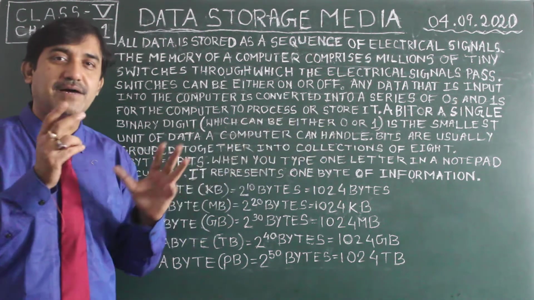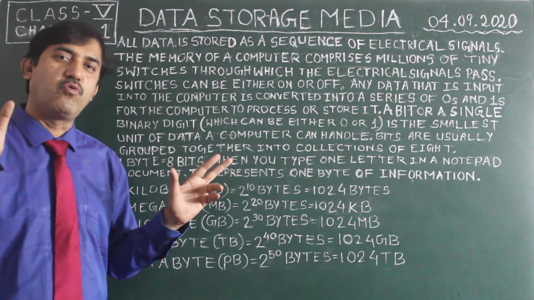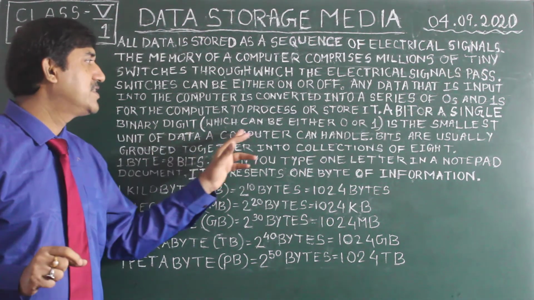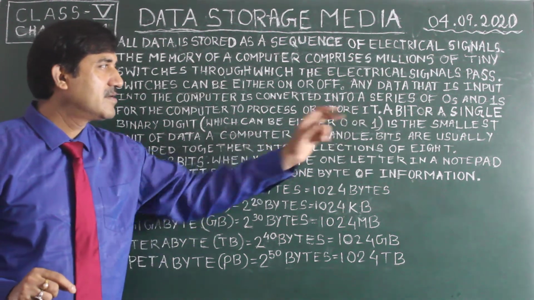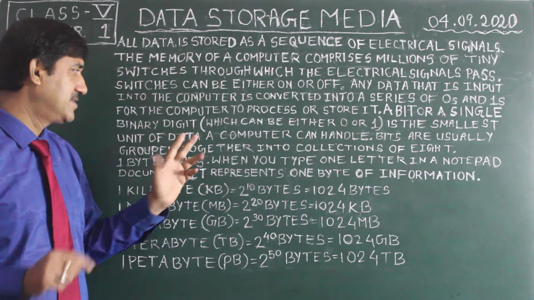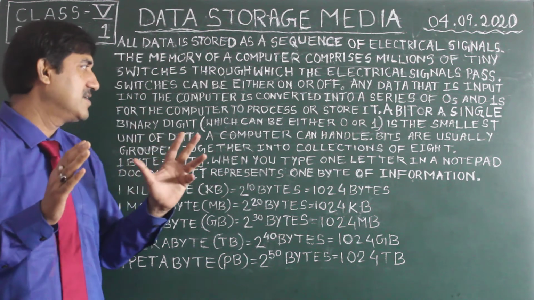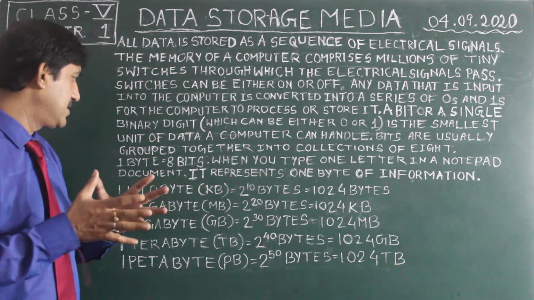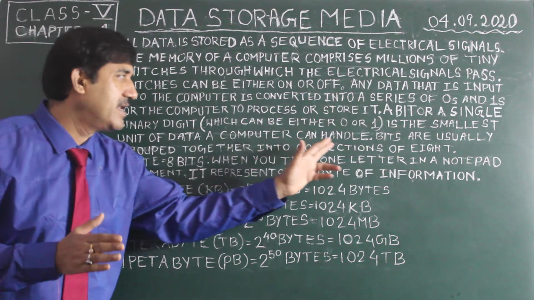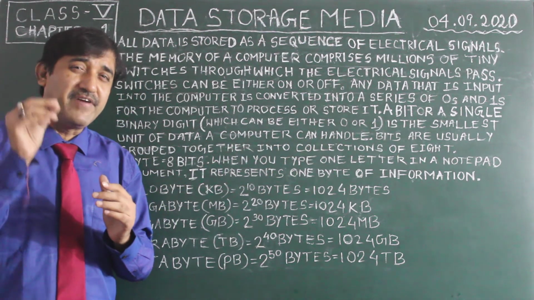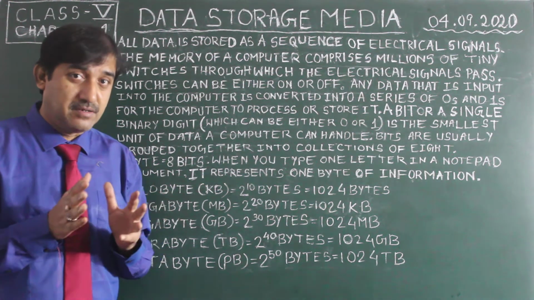So now a bit comes. A bit, or a single binary digit, either 0 or 1, is a bit. You already know that it is a single binary digit which can be either 0 or 1, and it is the smallest unit of data a computer can handle. So it's the very smallest unit. A bit is the smallest unit which a computer can hold.